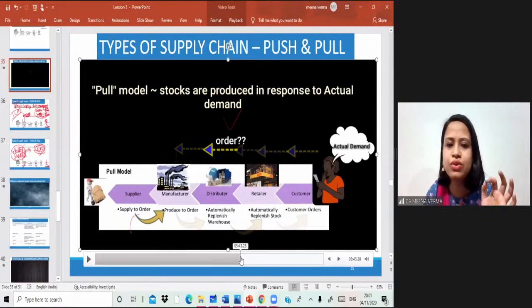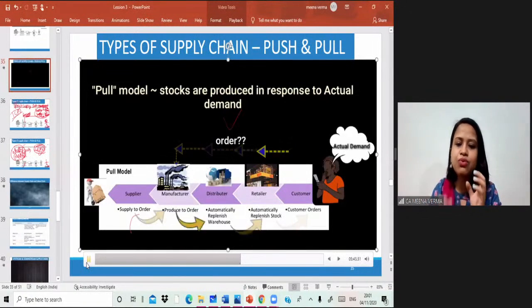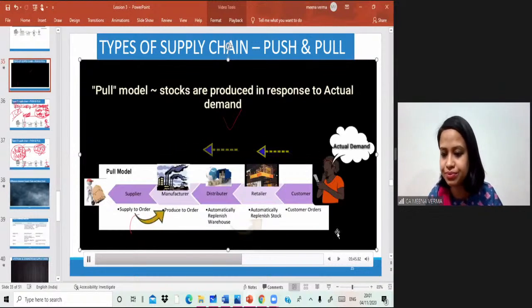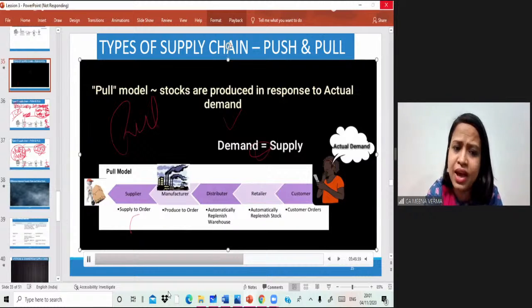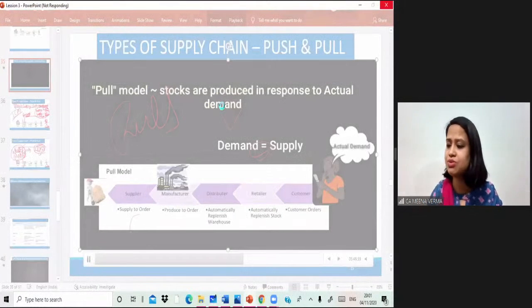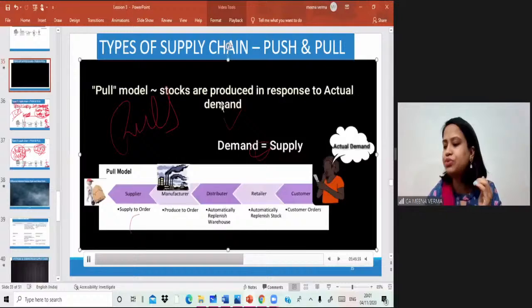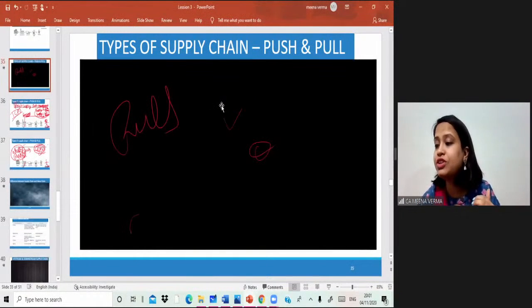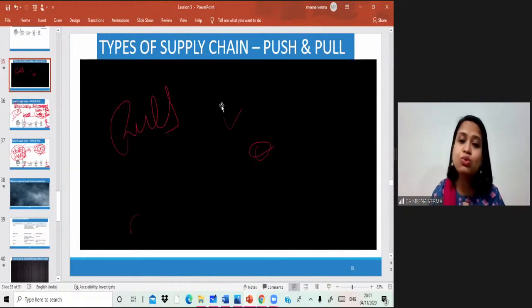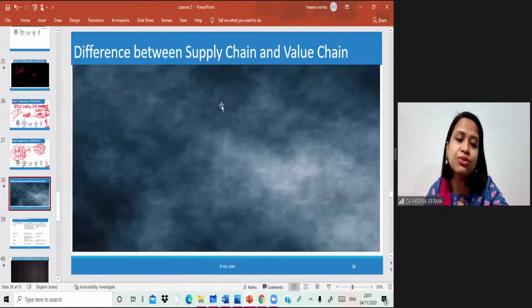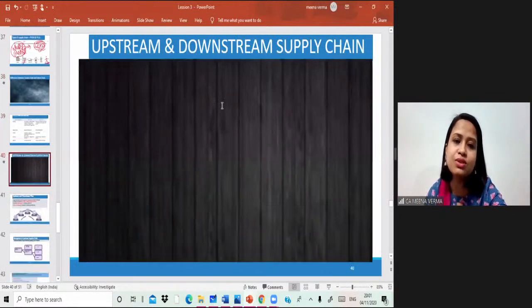While in case of pull system, what happened? We are considering the actual demand, and that is why the supply will always be equal to demand. And this is a pull system. And this happened in case of strategic cost management. I hope you have understood the difference between traditional cost management and strategic cost management, and why there is a need to understand strategic cost management. Why are we studying this concept?